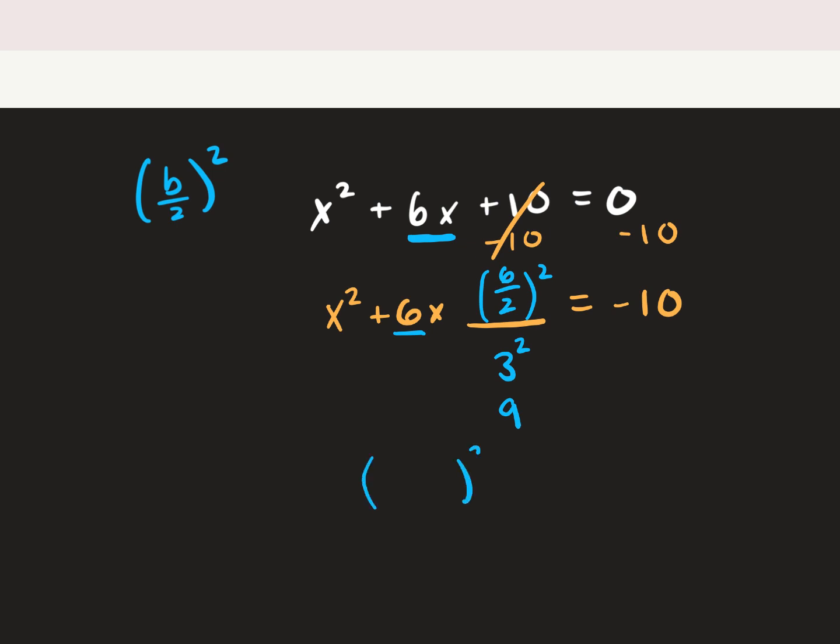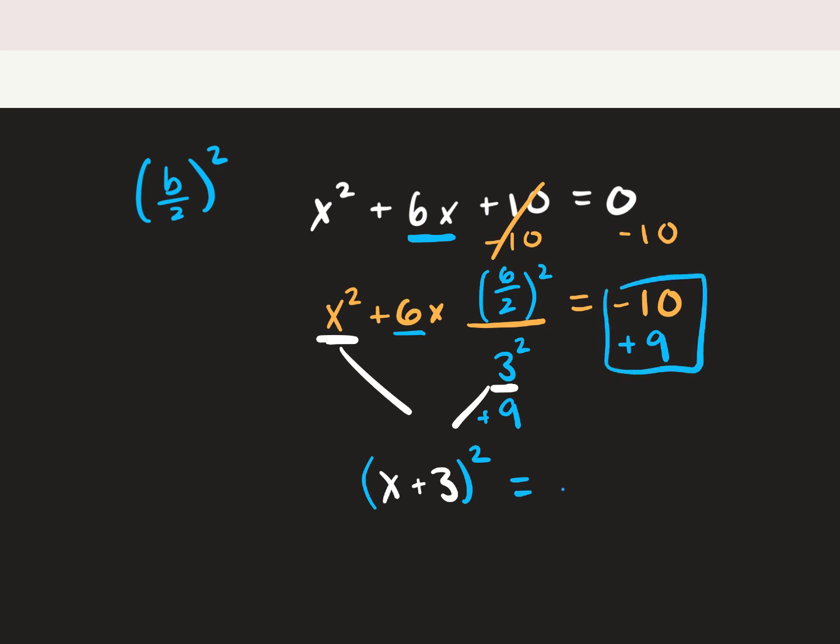In my parentheses squared, I take the x term and the square root term and put those together. So this would be x plus 3. But here, I just made this 9 up. I put this 3 squared, this 6 over 2 squared into my equation out of nowhere. So I'm technically adding 9 on the left side, so I also have to add 9 on the right side too. So then this would be equal to, I add these two together, so negative 10 plus 9 would be negative 1.